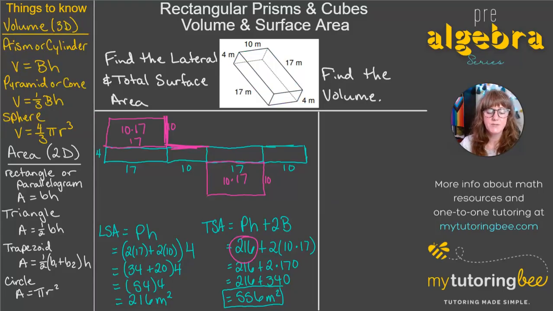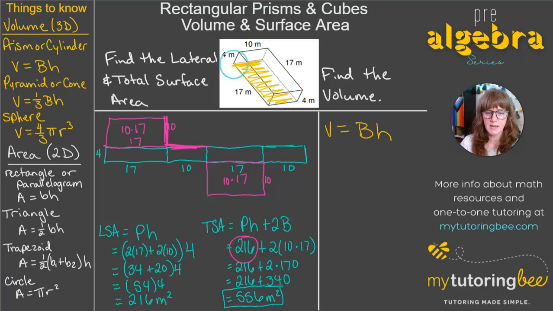And finally, let's finish up with our volume. We're going to find the volume of this rectangular prism. So our volume formula is capital B, base, times height. So this is a prism. This is a rectangular prism. Because it is a rectangular prism, the rectangle is the base of our three-dimensional shape here. So we need to find the area of that two-dimensional base.